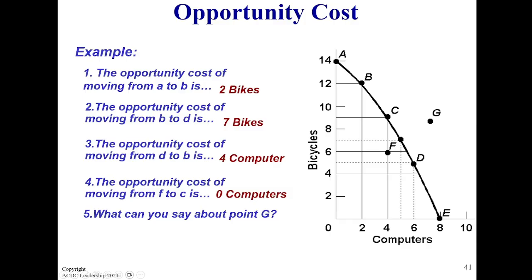Because we're going from F to C, this is actually an important example. There's no opportunity cost being paid. We're just becoming more efficient. And then, about point G, this is impossible, given our scarcity of resources.